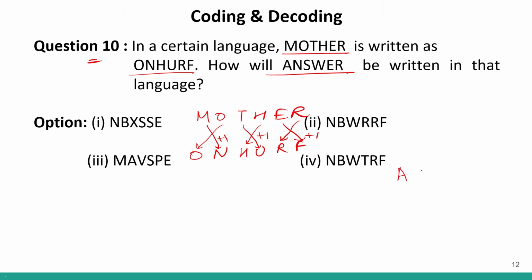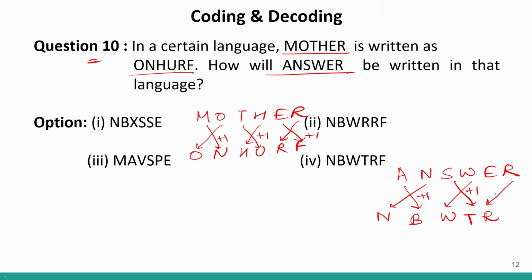So we will do the same thing for answer, correct? First, the second position will remain the same, so N. Then the fourth position will remain the same, so W. And then the R position will remain the same. So we will get N, W, R fixed. Then over here it will be +1, so B, correct? Over here +1, so T. And over here +1, so F. This will be my code, which is NBWTRF, and this is given in option number 4. So option number 4 will be the correct answer to this question.